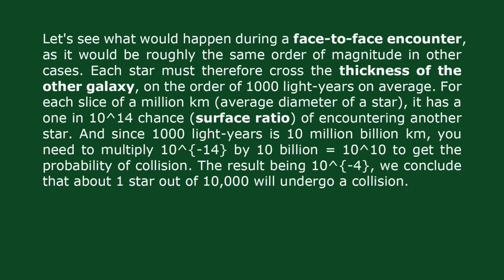For each slice of a million kilometers, the average diameter of a star, it has a 1 in 10 to the power 14 chance, the surface ratio, of encountering another star. And since 1,000 light-years is 10 billion kilometers, you need to multiply 10 to the power minus 14 by 10 billion, equal to 10 to the power 10, to get the probability of a collision. The result being 10 to the power minus 4, we conclude that about one star out of 10,000 will undergo a collision.